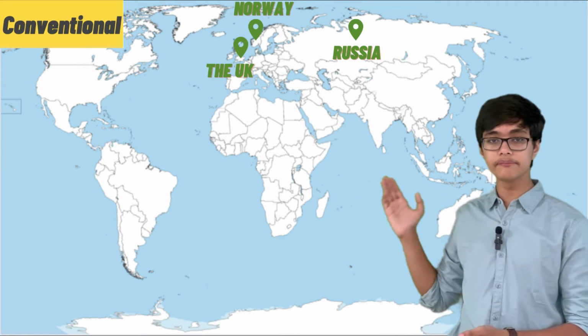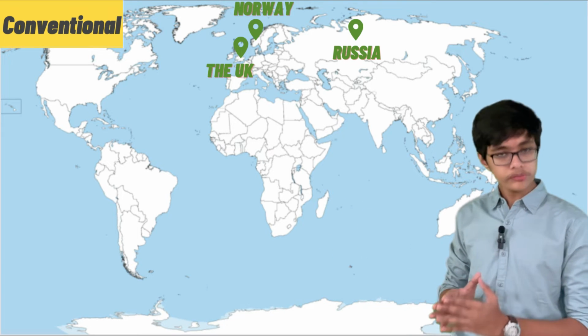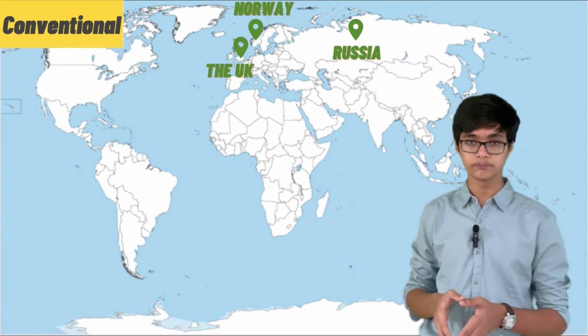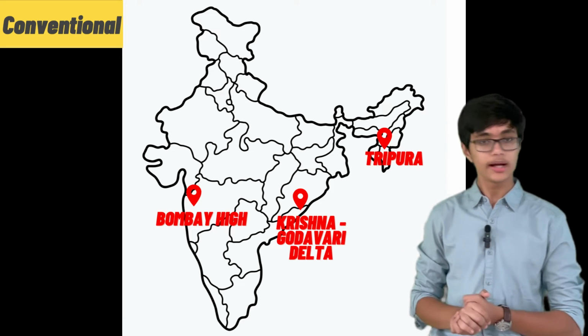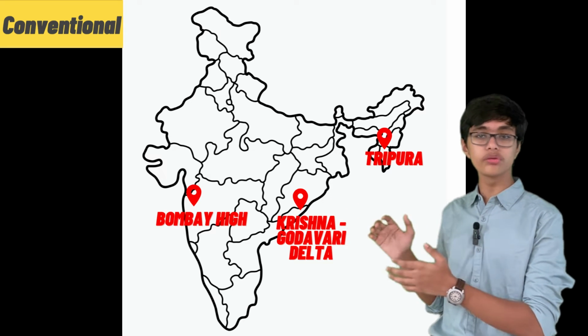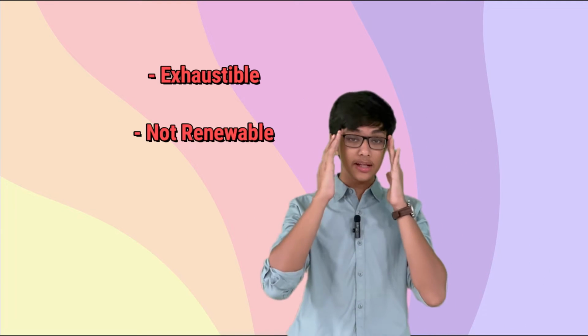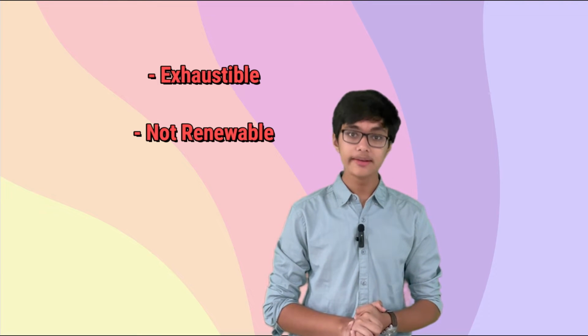Here's a map showcasing the major natural gas deposits around the world. Now, take notice that these are also the regions where there is a high amount of petroleum found. And here are the major natural gas producing regions in India. Again, the theme is similar as these are also the regions where we find large amounts of petroleum in India. So, that is the concept of conventional resources of energy. Now, what you have to understand about conventional resources is that they are exhaustible. That is, they can run out very easily. And they're not renewable.